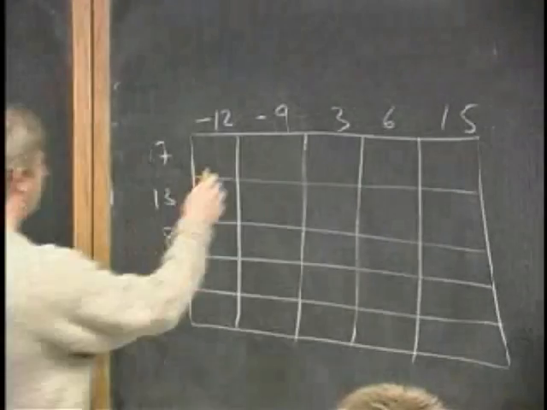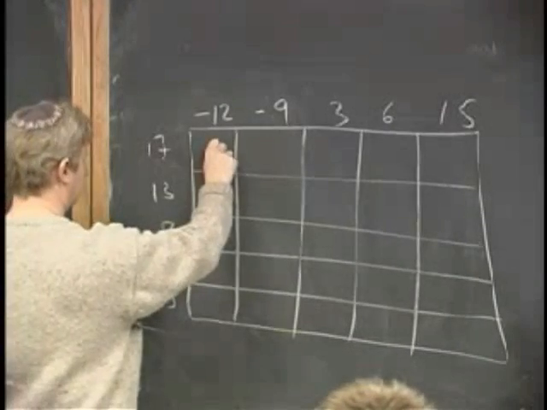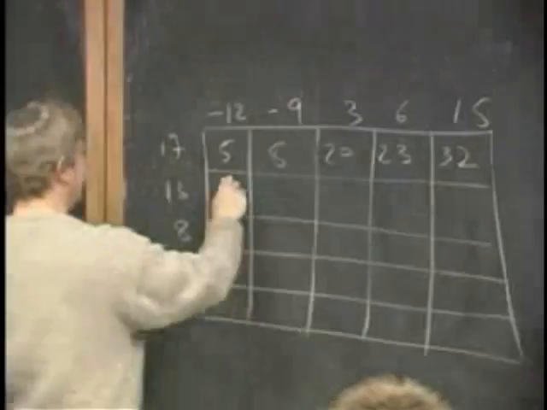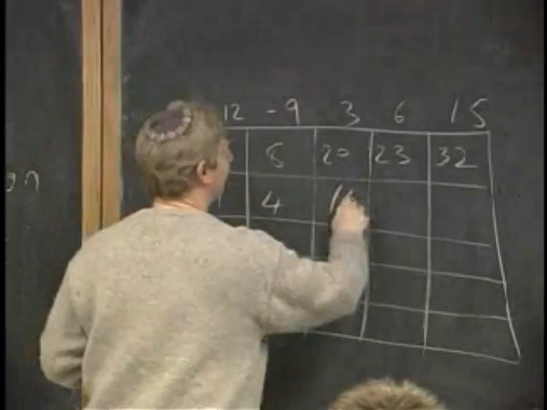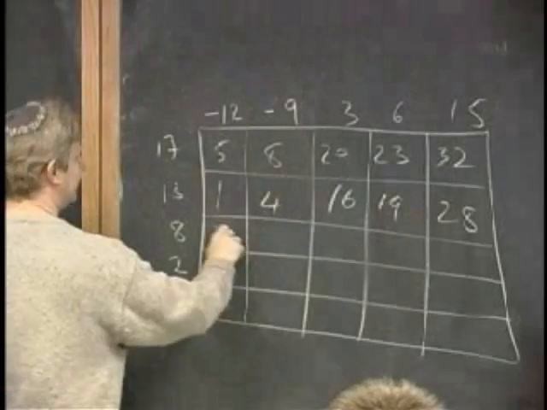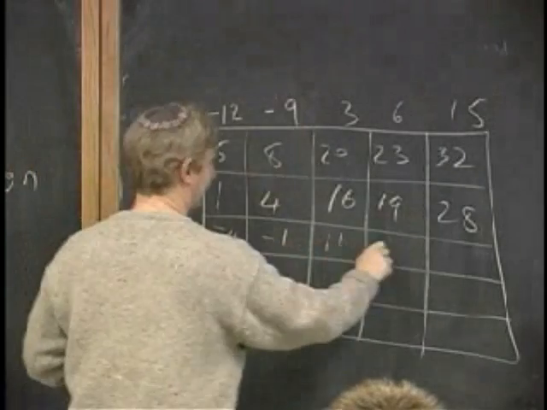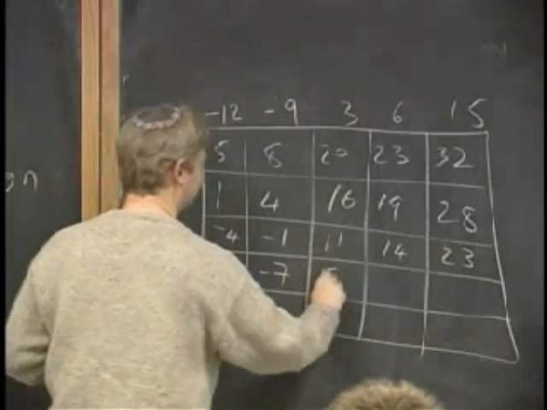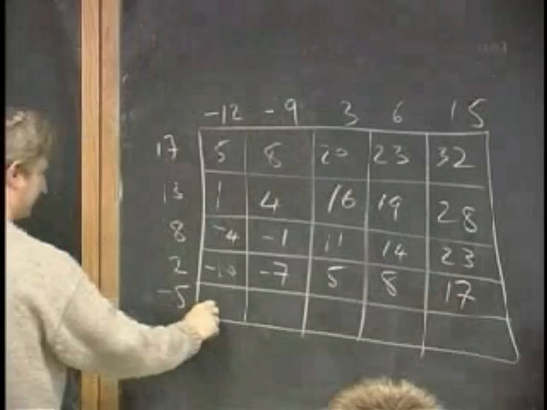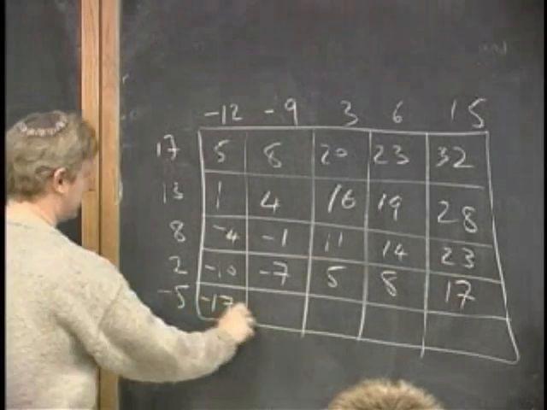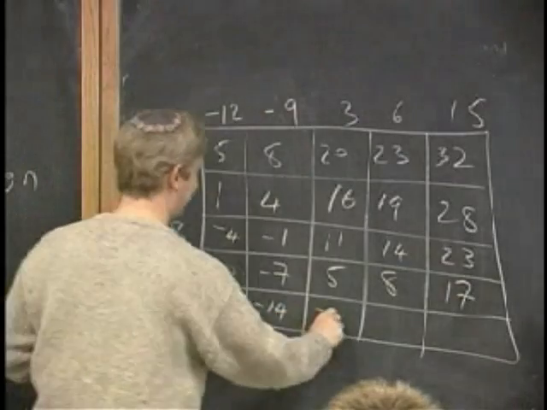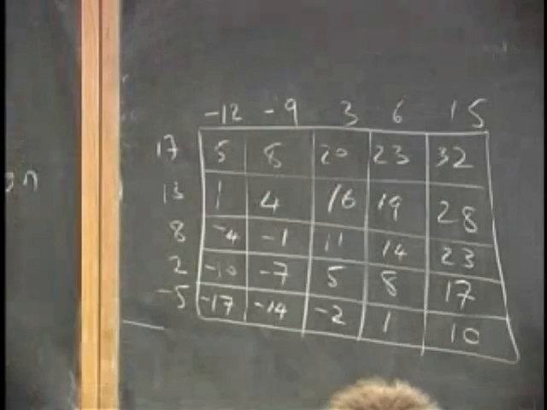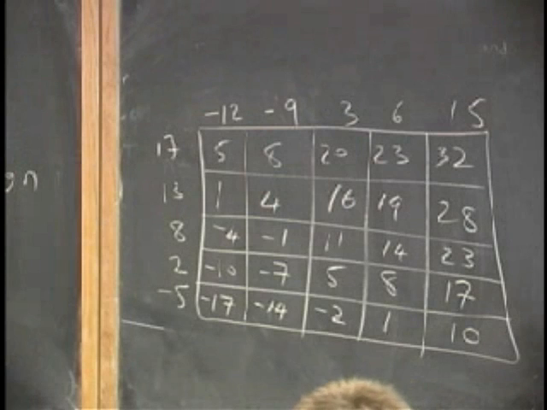So let's go ahead and add. Those of you who are fast at adding, help me. 5, 8, 20, 23, 32. And those of you who are not as fast can help me. 4, 16, 19, 28. Minus 4, minus 1, 11, 14, 23. I can almost write as fast. Minus 10, minus 7, 5, 8, 17. And I can't see the number. Minus 17, minus 14, minus 2, 1, 10. Did I make any mistakes? I don't think so.